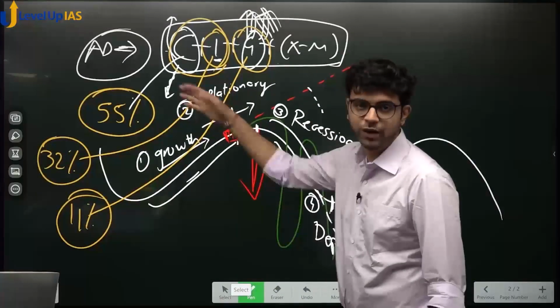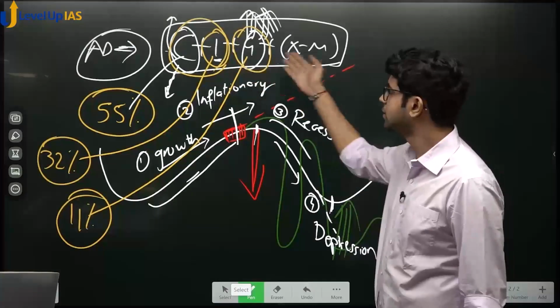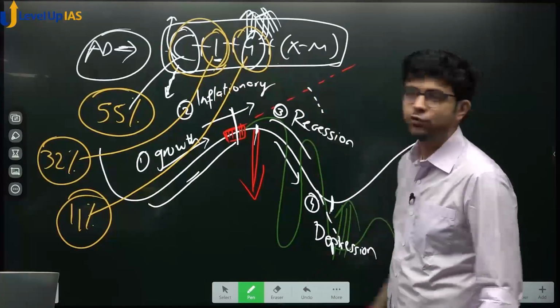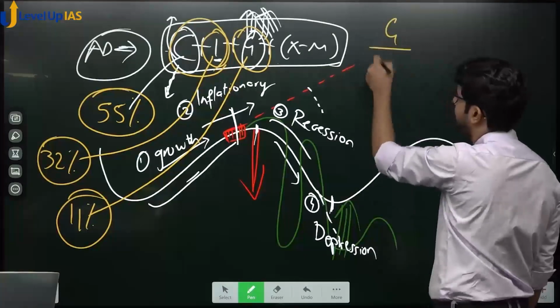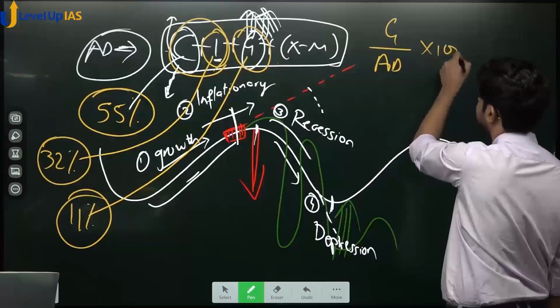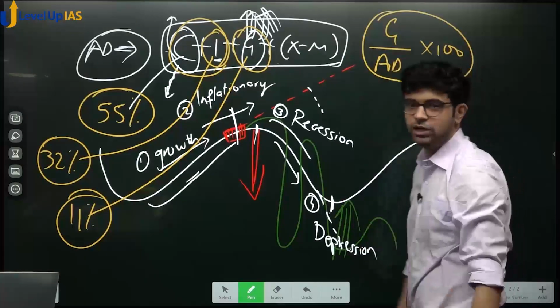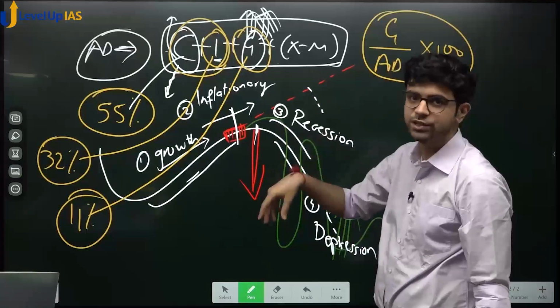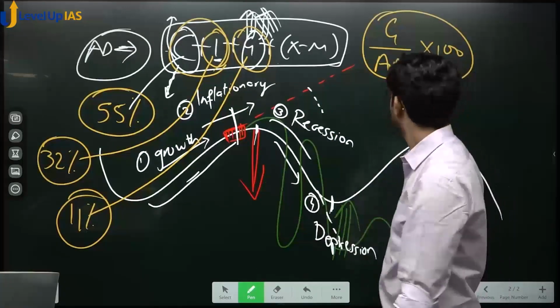If I give monetary values, if I give figures to this, and I ask you, out of total AD, tell me G ka percentage, what will you do? G upon AD. AD is the sum of all this, into 100. Yes or no? If there are 5 students in a class and you want to know out of total marks how much percentage you got, it is G upon AD into 100.